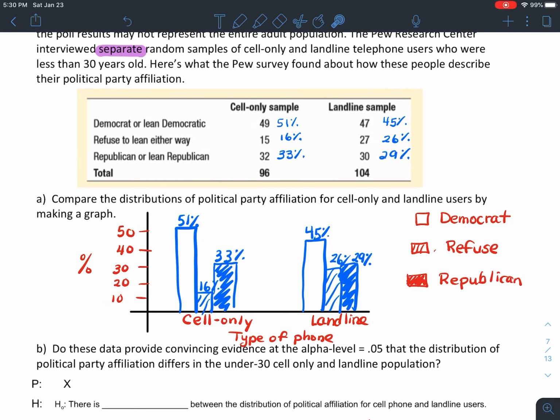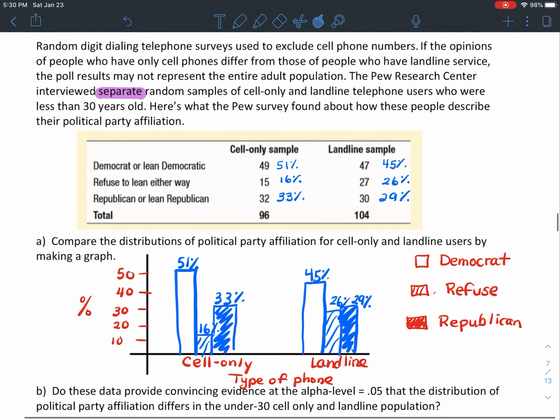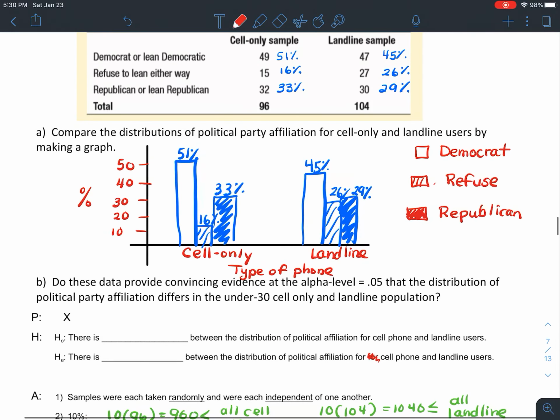Now, typically, what we would do next in this problem is fill in our hypotheses. Now, when we're doing the hypotheses, they are determined by which type of test you're running. Remember, we said we were taking 2 separate samples, so that was an indication that this is definitely going to be a chi-squared test for homogeneity, which is when we say there is no difference between the distribution of political affiliation for cell phone and landline users versus there is a difference between the distribution of political affiliation for cell phone users and landline users.